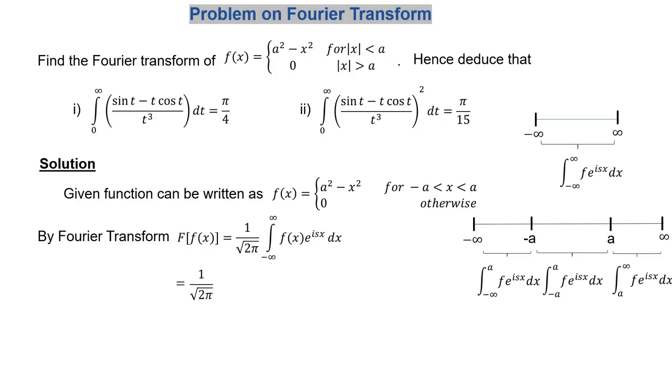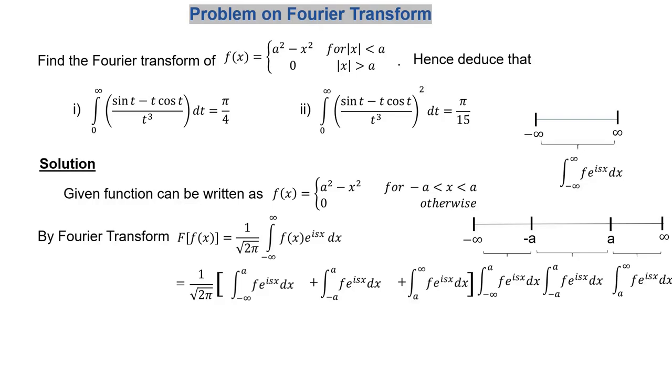Therefore, substitute these three parts in our Fourier transform formula. We get 1 divided by √(2π) times the first integral, ∫ from −∞ to −a of f(x) e^(isx) dx, plus the second integral, ∫ from −a to a of f(x) e^(isx) dx, plus the third integral, ∫ from a to ∞ of f(x) e^(isx) dx.